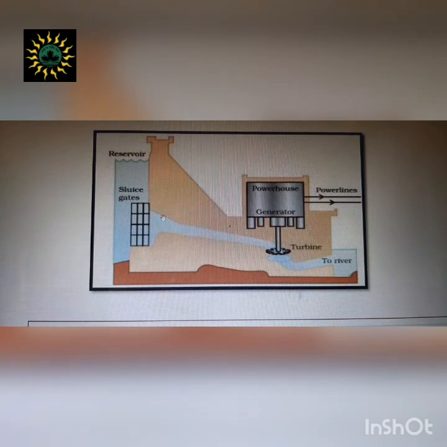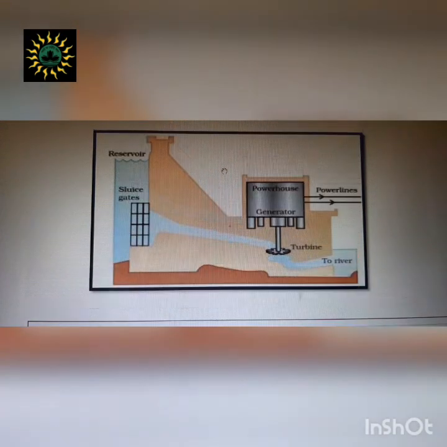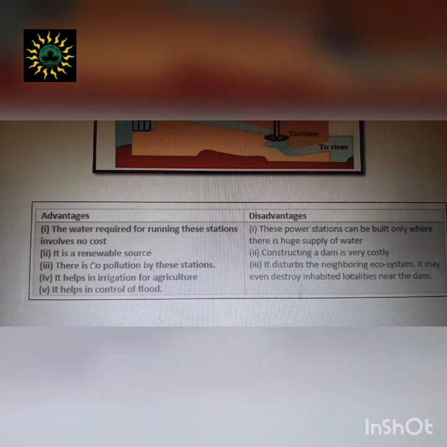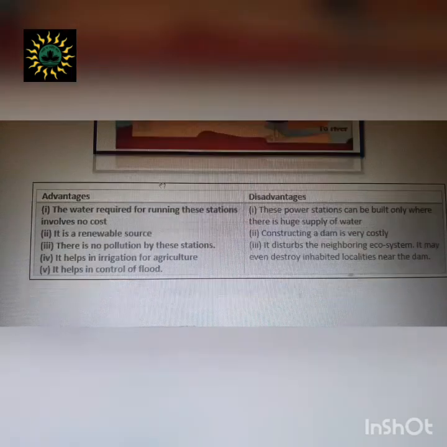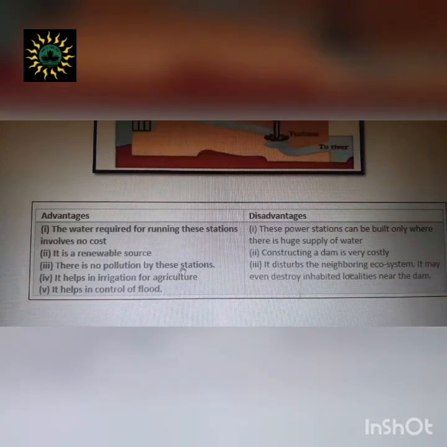Okay, now this is a renewable source of energy, because automatically the reservoir will be filled, and the water will come down and rotate the turbine and generate the electricity. So basically it's a renewable source of energy, and there is no pollution by these stations, because this procedure of generating electricity involves no pollution. Okay, it helps in irrigation for agriculture, and it helps in control of flood. If you go to various hilly areas, you will observe this kind of power plants.